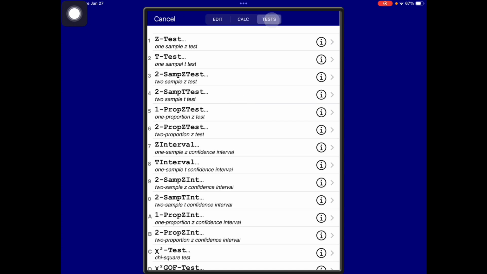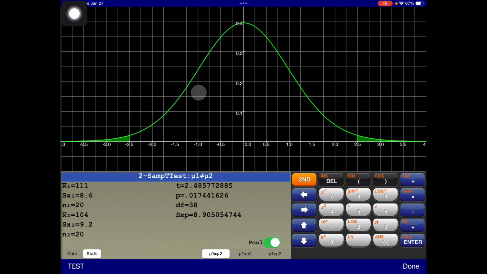On the graphing calculator, you need to go to stat, test, and then go down to 2SampTTest. From 2SampTTest, you need to enter in the mean for the sample, the standard deviation for the sample, and the sample size for both populations. And then once you have that, also select your alternative hypothesis, which is not equal.